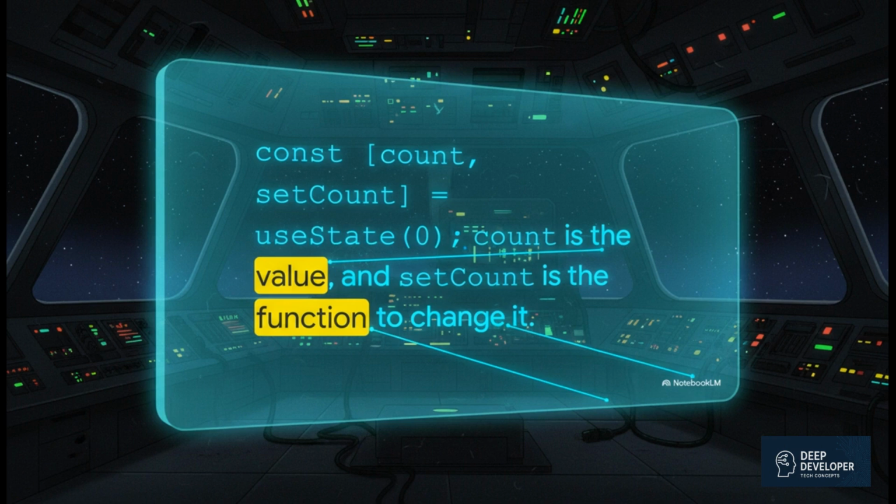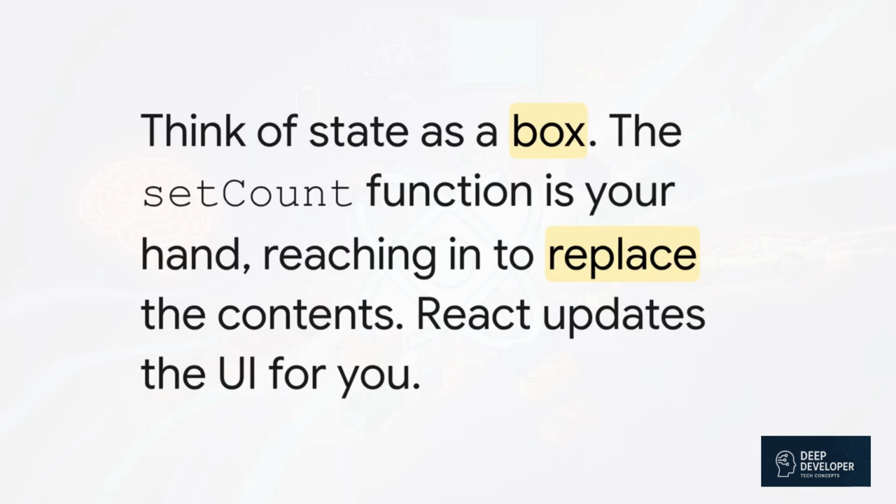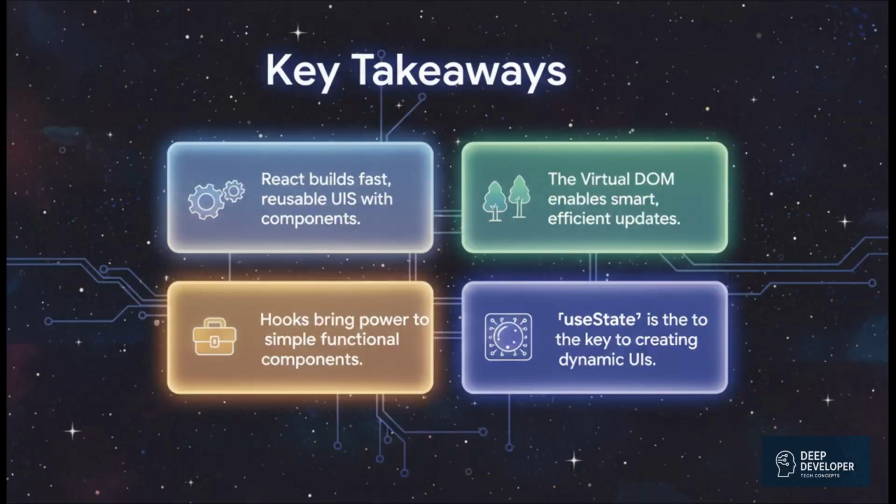Whenever you call setCount with a new value, React just automatically re-renders the component to show that new value on the screen. A really great way to think about this is like a box. The state variable, our count, is whatever is currently inside the box. The function, setCount, is like your hand that can reach into that box and swap out the contents. And every single time you do that, React automatically updates the display for you to show what's new. It's that simple.